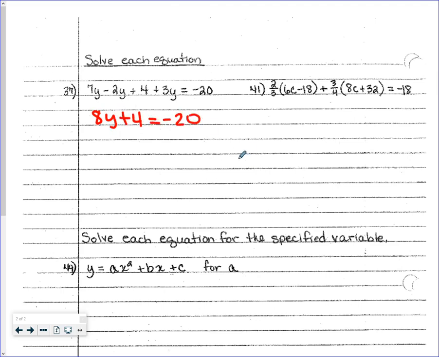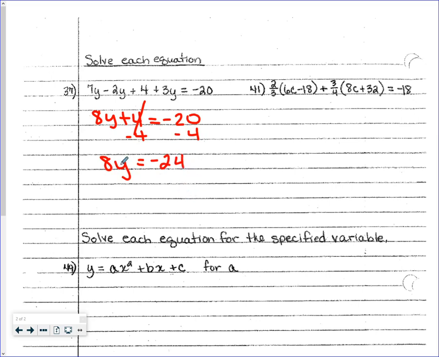Now I can start moving stuff around. This guy's alone. He's a constant, not a variable, so you need to bring his buddy over. What's the opposite of a positive 4? You have to get rid of it by subtracting 4, and what you do to one side, you have to do to the other. So 8y equals negative 24 at this point.